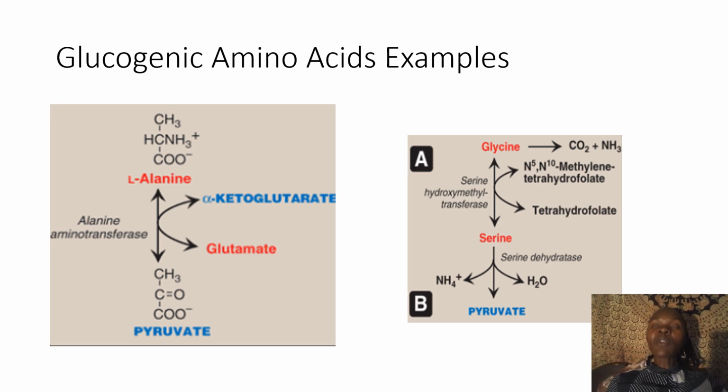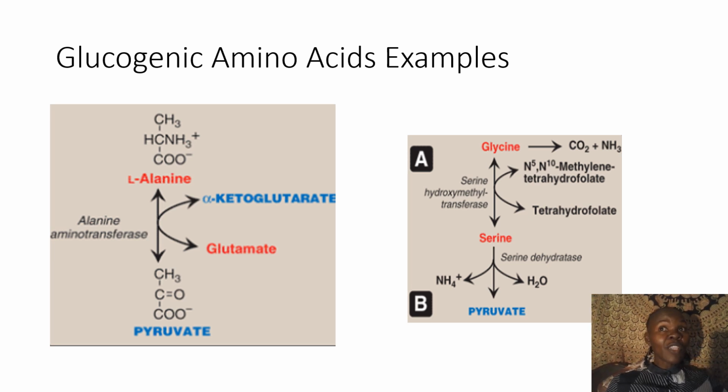Glycine has to be converted to serine, then serine further converted to pyruvate. Still, the importance of vitamin B9, the tetrahydrofolate, the folic acid has to be present here. Glycine can further be converted to carbon dioxide and ammonia, but then serine hydroxymethyl transferase will catalyze the conversion of glycine to serine, and then serine is alcohol containing.